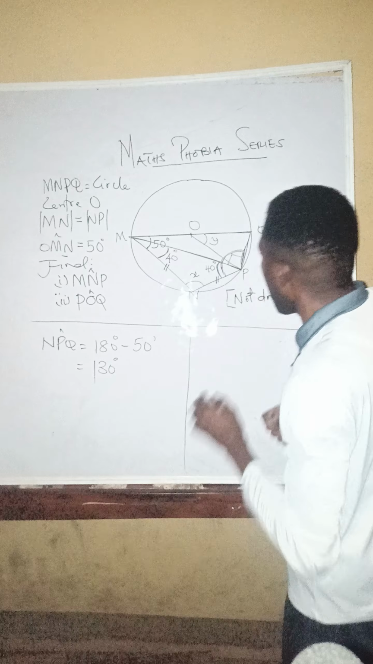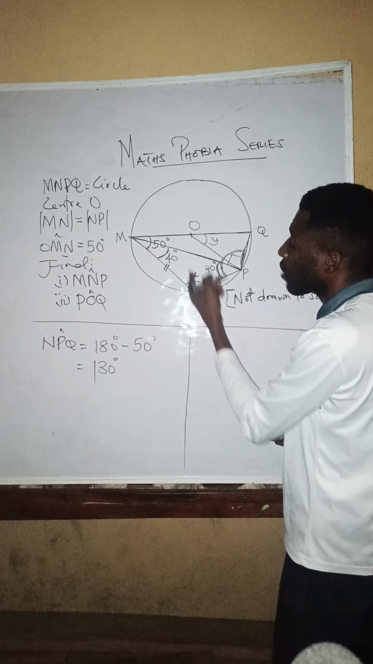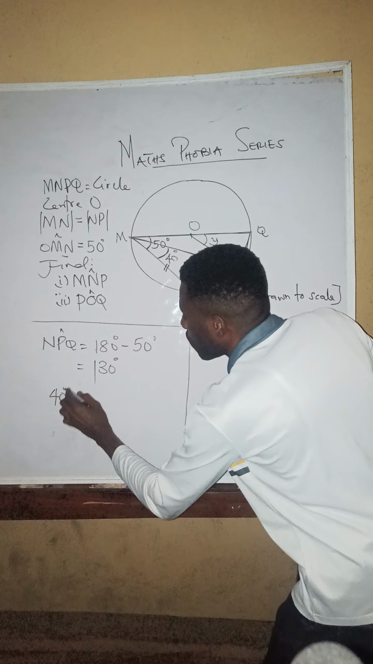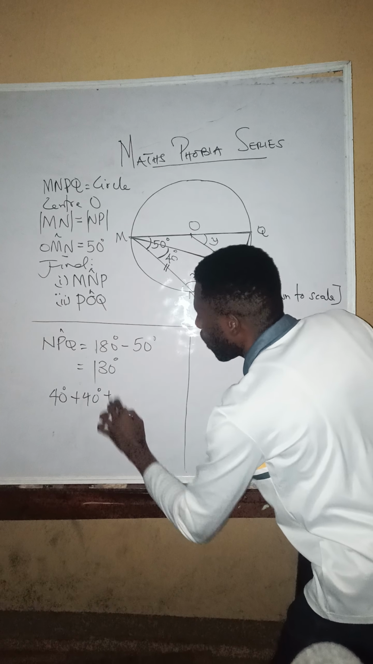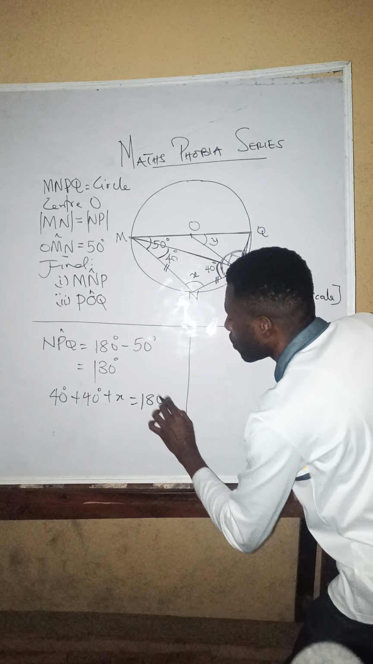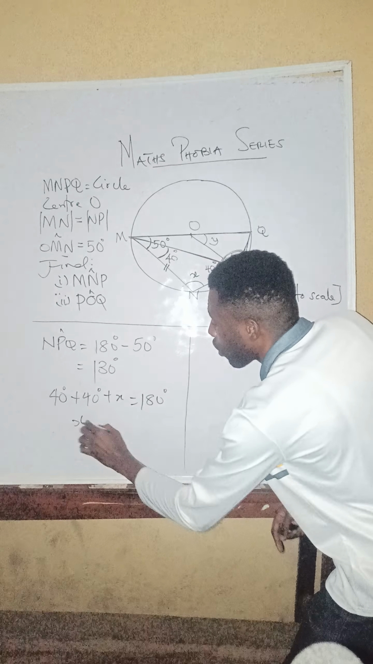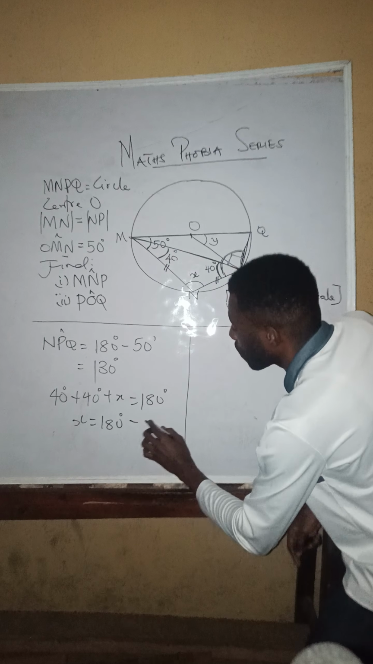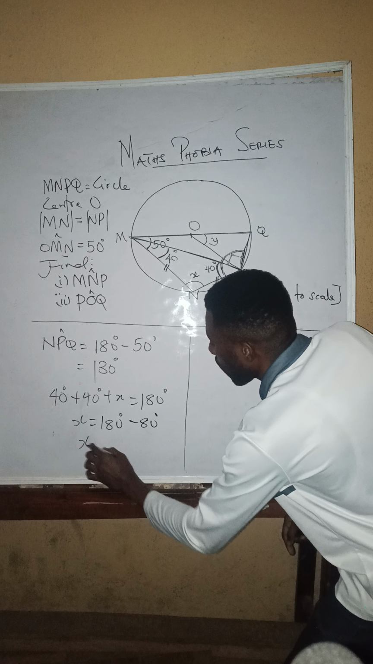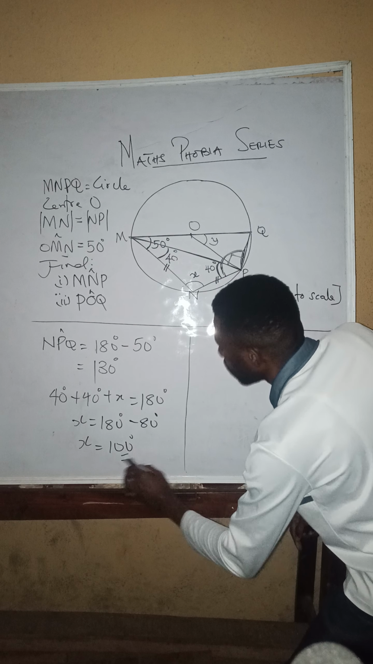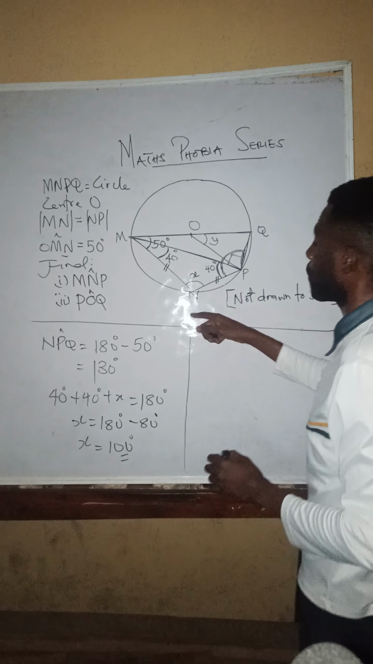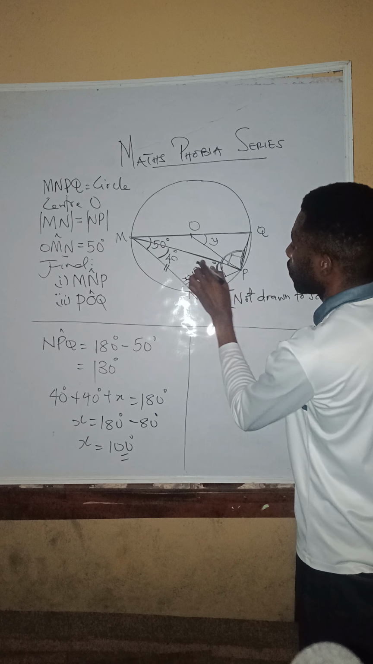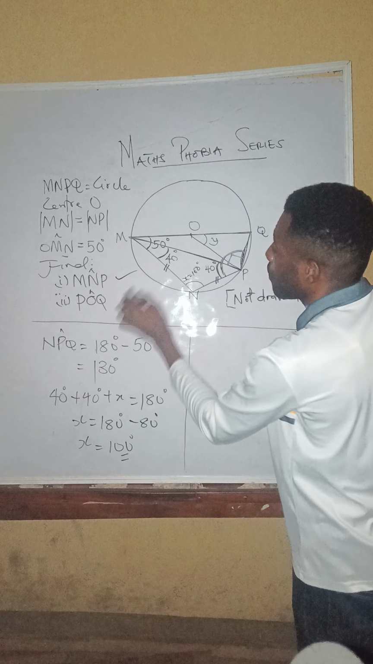Isosceles triangle. Now we can use the sum of angles in a triangle: 40 degrees plus 40 degrees plus x equals 180 degrees. So x becomes 180 degrees minus 40 plus 40, which is 80 degrees, and x becomes 100 degrees. So our MNP is 100 degrees. Now, quickly, we are done with MNP.